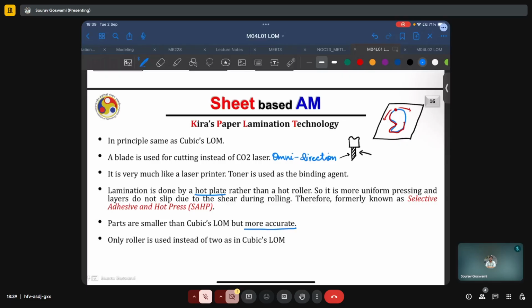Only one roller is used instead of two, as in Cubic's LOM. And since there's only one roller, we can by default know that it is the material supply roller rather than the take-up roller.